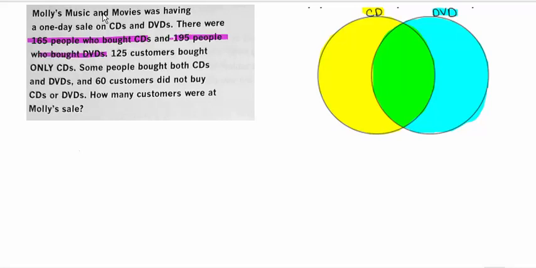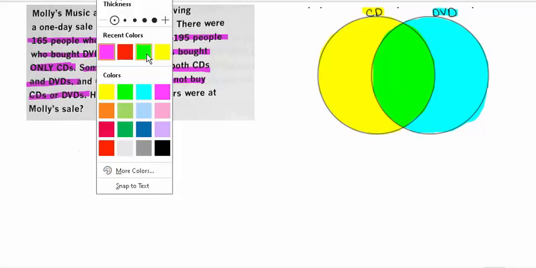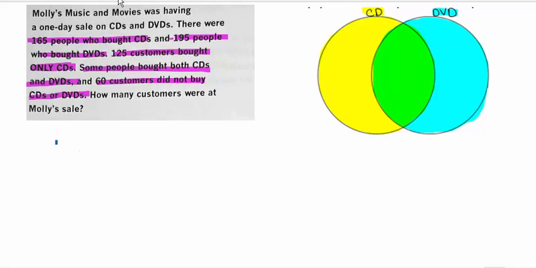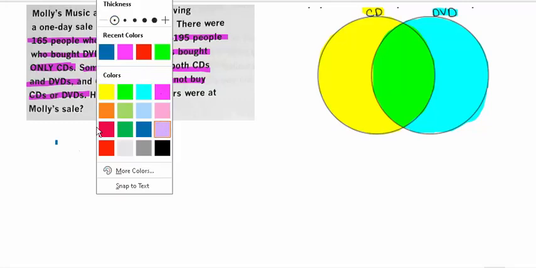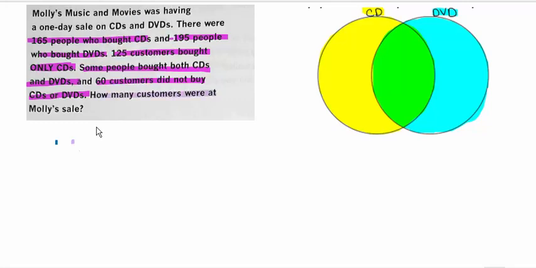195 bought DVDs. 125 bought only CDs. Some, we don't know how many, bought both. And 60 didn't buy anything. And the question we're trying to answer is, how many customers were at the sale altogether?